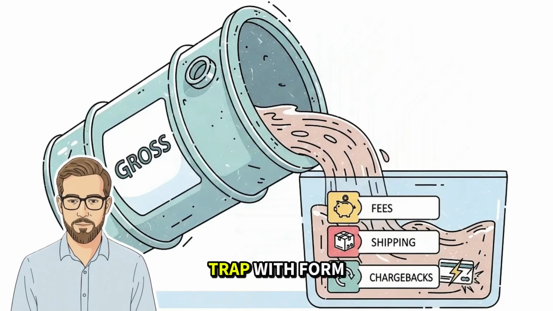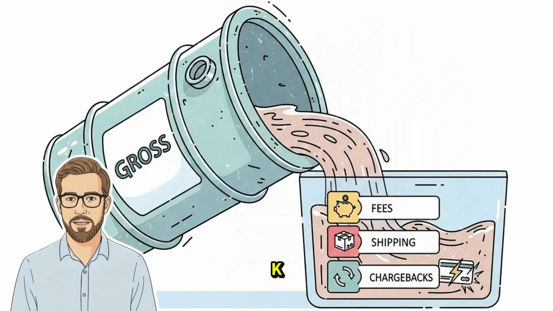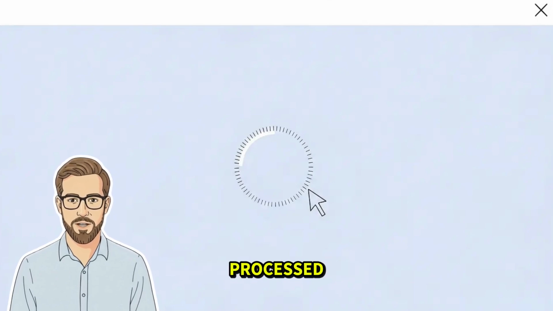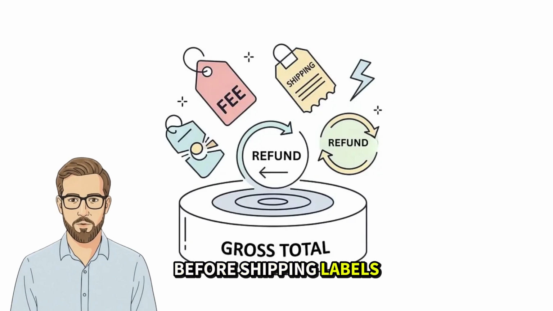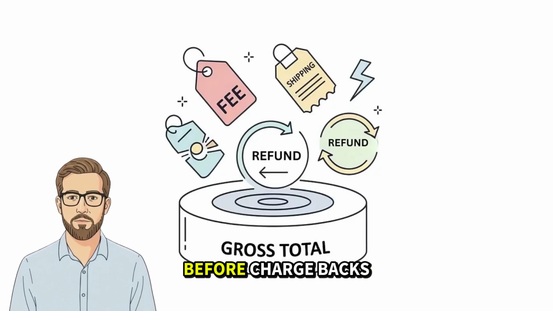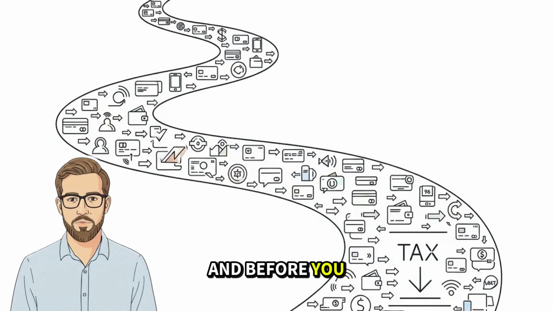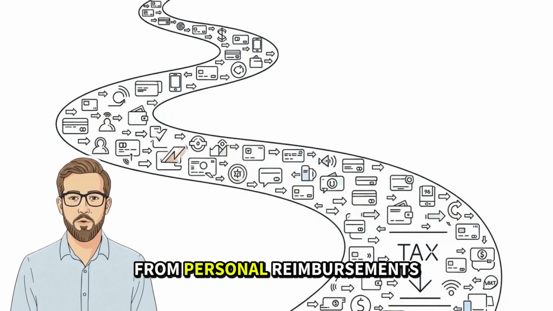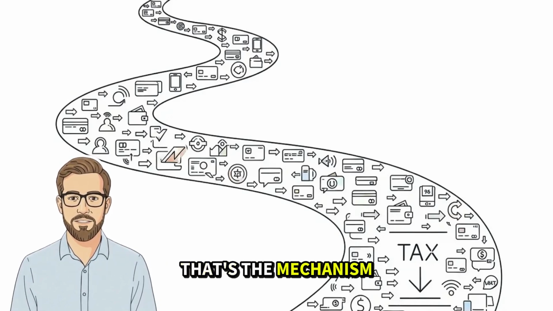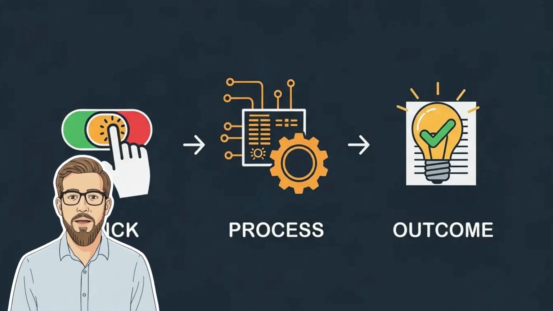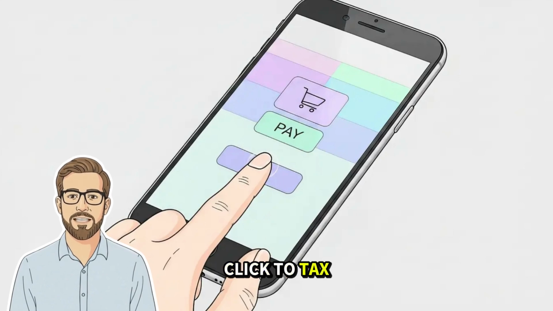Because the basic trap with Form 1099-K is that it reports gross payments processed. Gross is before platform fees, before shipping labels, before refunds, before chargebacks, and before you separate business payments from personal reimbursements. That's the mechanism. Platforms see flows. Taxes care about income. So here's the clean chain from click to tax outcome.